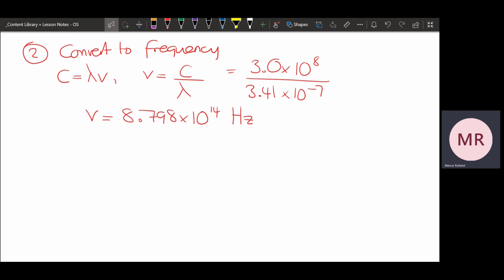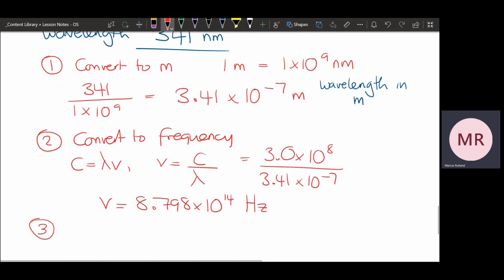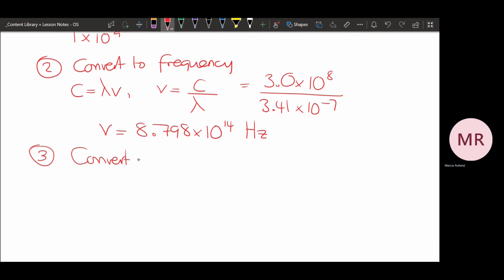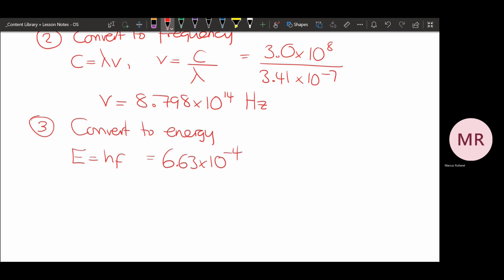Okay, that's all very well. We're not being asked for frequency. We're being asked for bond enthalpy that could be broken with light of that wavelength. Bond enthalpy is about energy, so we can convert to energy. And to do that, we're going to use E equals HF. We've got the frequency there, and hence, if we look up Planck's constant on the data sheet, we can find that that is 6.63 times 10 to the minus 34. And then we can multiply that by this frequency.